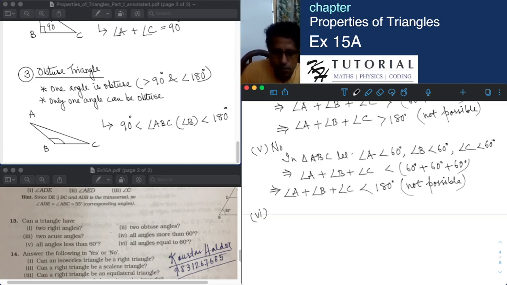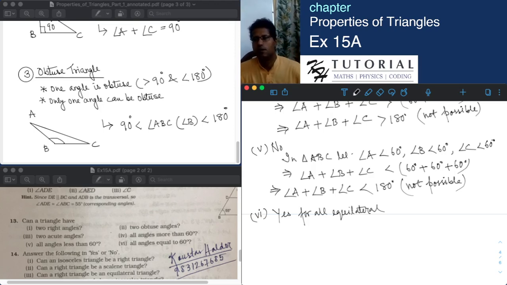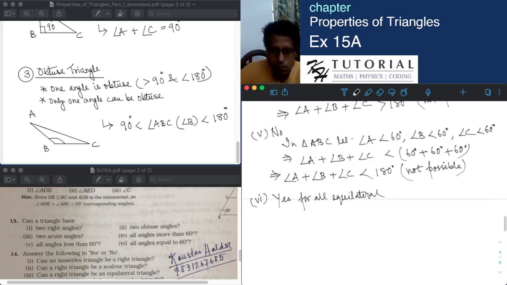6. All angles equal to 60 degree. Yes, this is of course possible, for all equilateral triangles will have their angles equal, and each such angle will measure 60 degree. So this is of course possible.